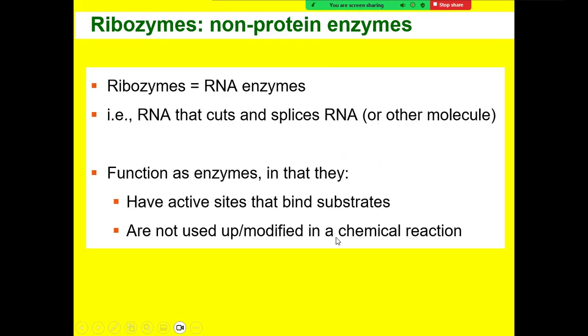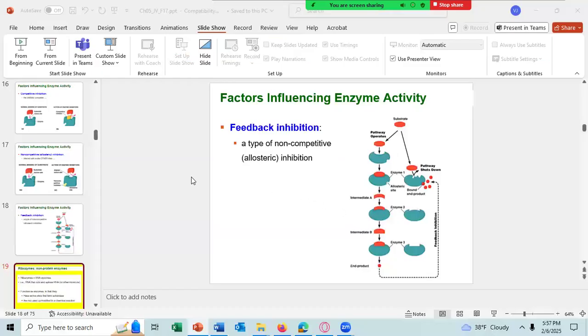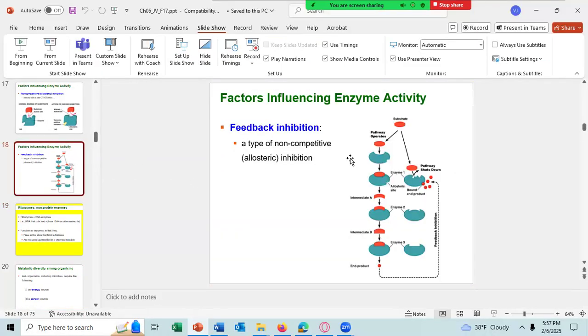All right. Before I move there, let me ask, are there any questions about factors influencing enzyme activity?